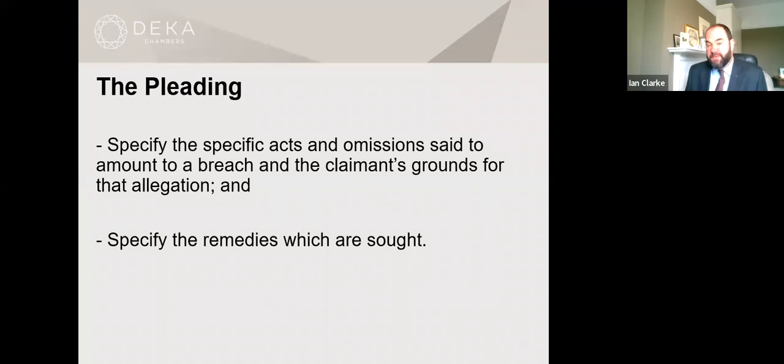Specify the specific acts and omissions that amount to a breach and the claimant's grounds for that allegation, and specify the remedies which are sought. So that's a very specific set of criteria that the particulars of claim must fulfill to be an appropriate pleading in this area of the law.